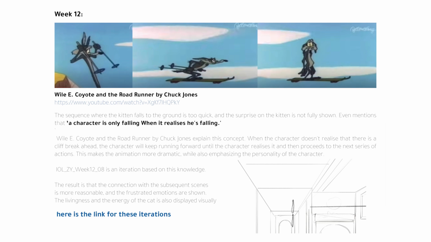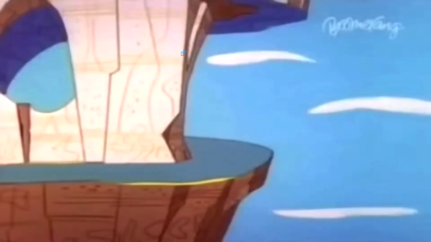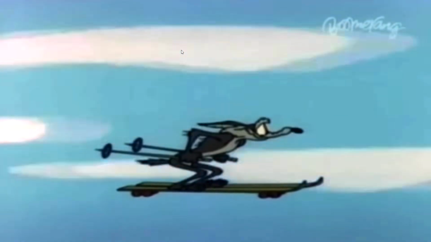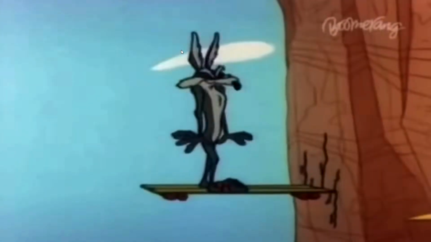After the consultation with Evan, he said the character is not only falling when it realizes it's falling. It's a popular method used in chunk drawing animation. When the character doesn't realize that there is a cliff break ahead, the character will keep running forward until the character realizes it and then proceeds to the next series of actions. This makes the animation more dramatic and also emphasizes the personality of the character.